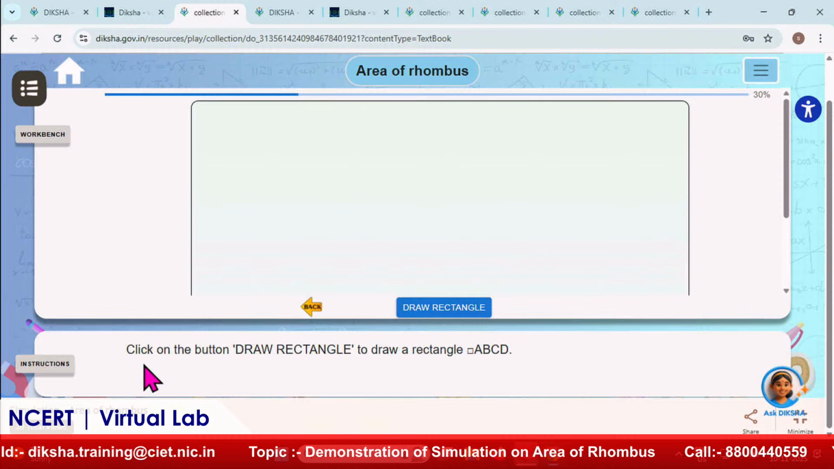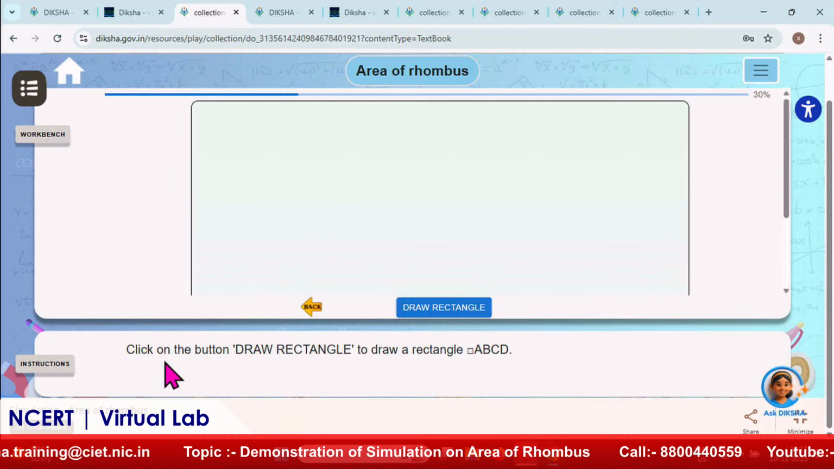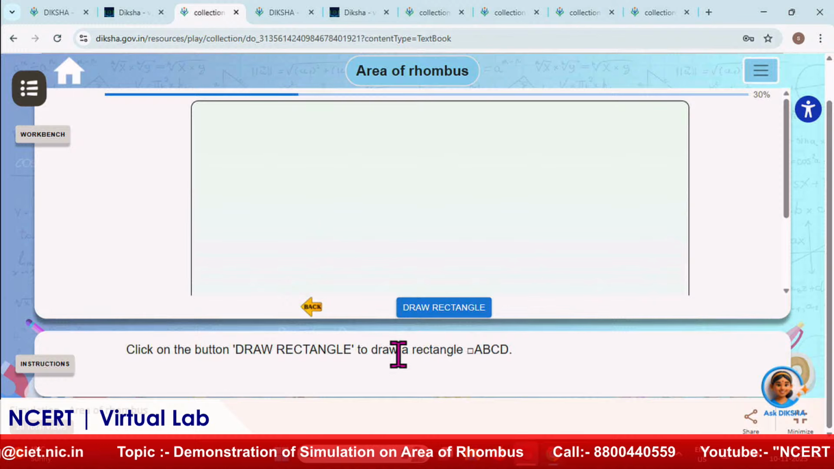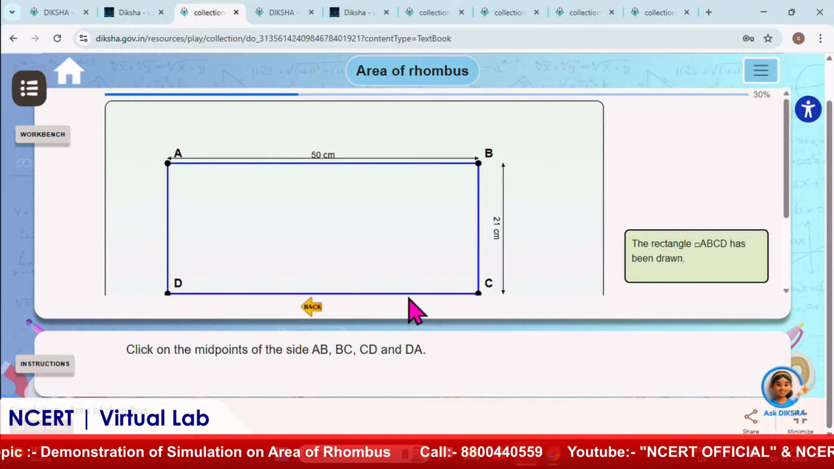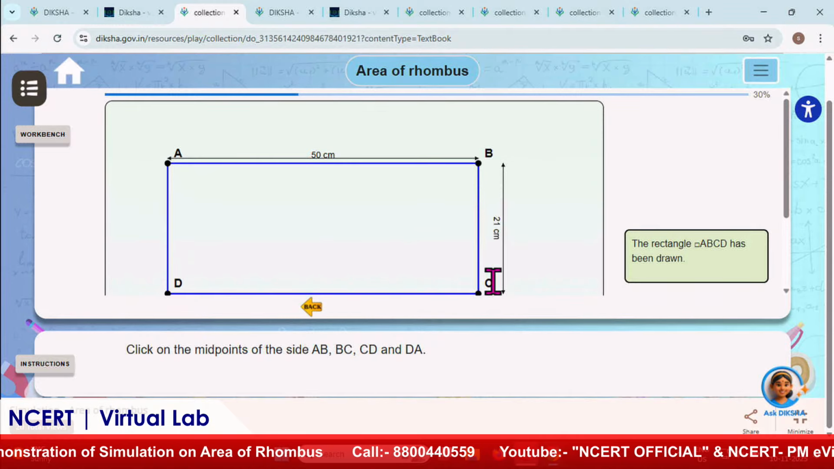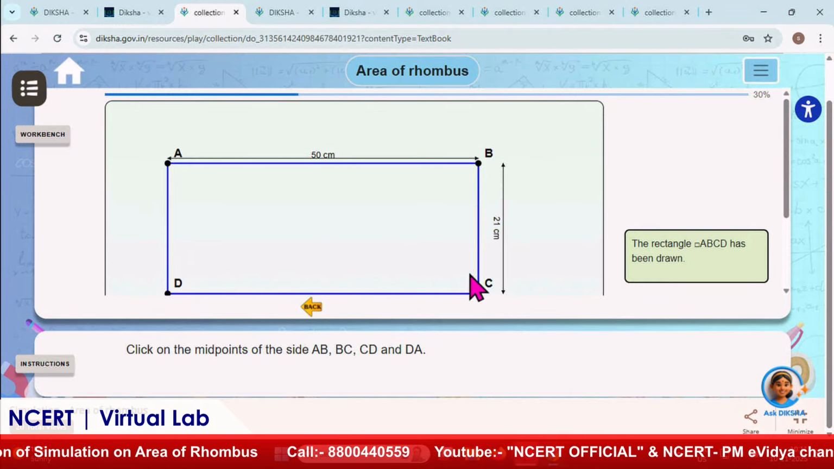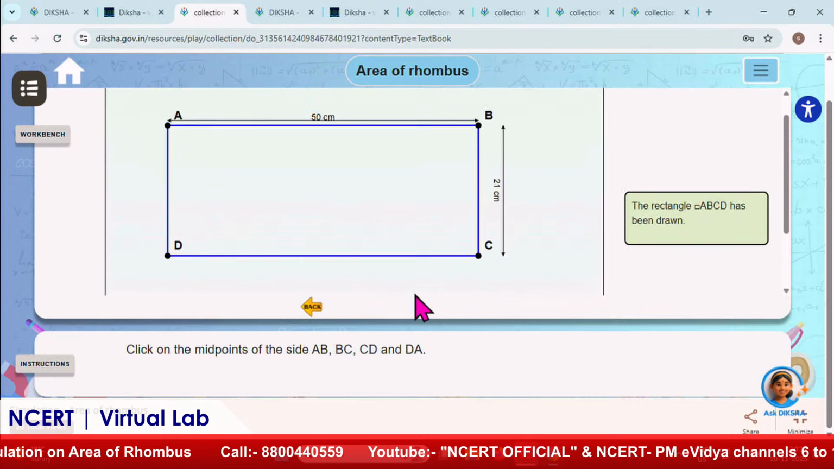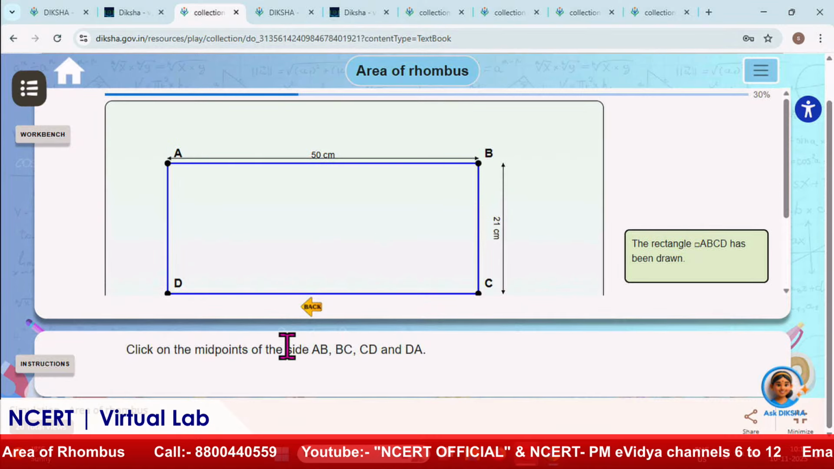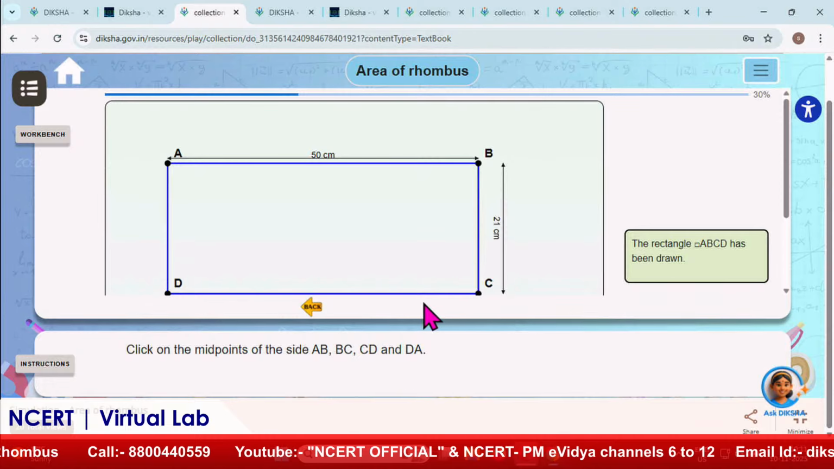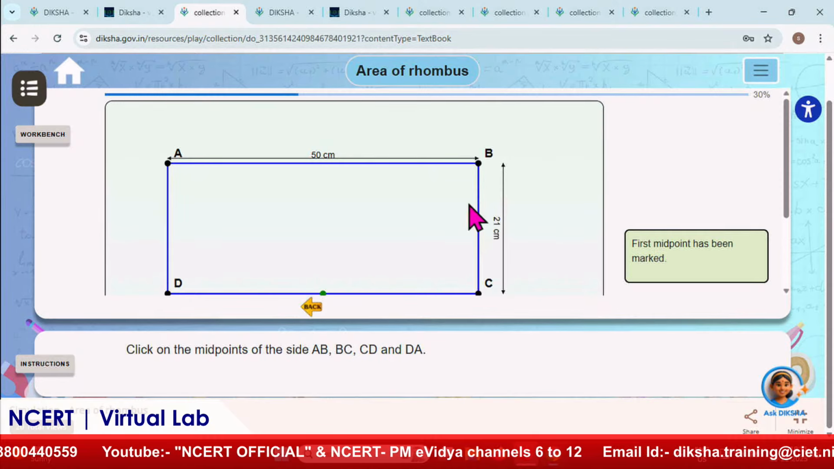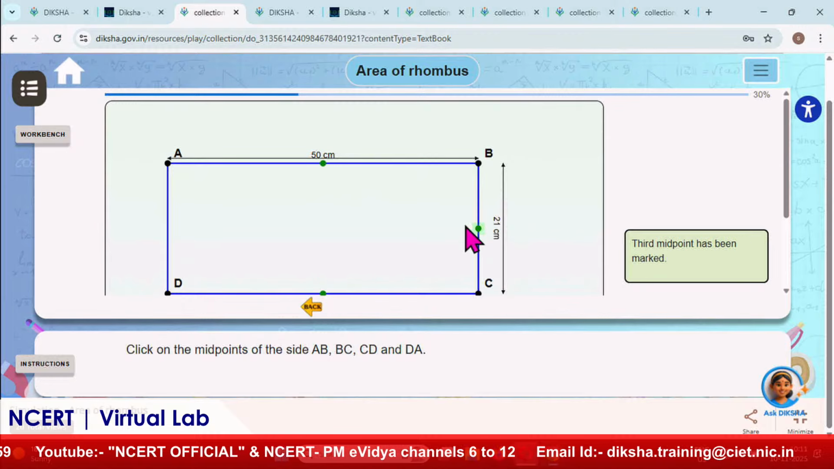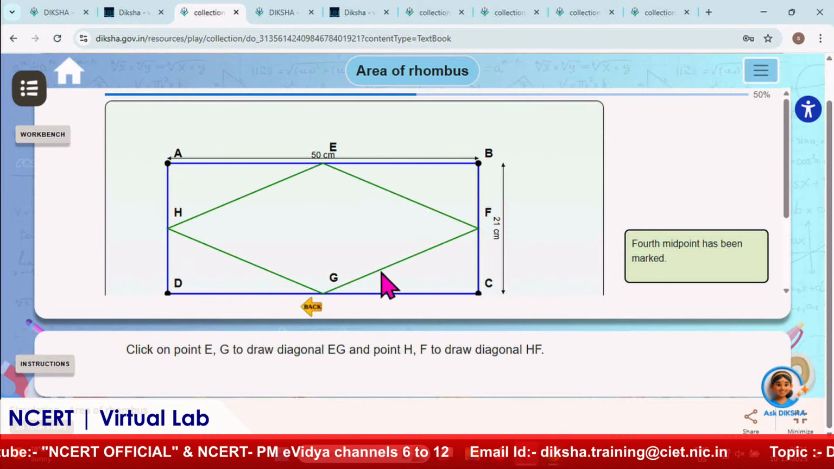Again we have to read the instruction. The instruction is: click on draw rectangle to draw the rectangle ABCD. So we click here, and we can see that the rectangle has been drawn. Now the next part is to click on the midpoints of AB, BC, CD and DA. This is the midpoint, this is the midpoint, this is the midpoint, and we have to click all the midpoints.